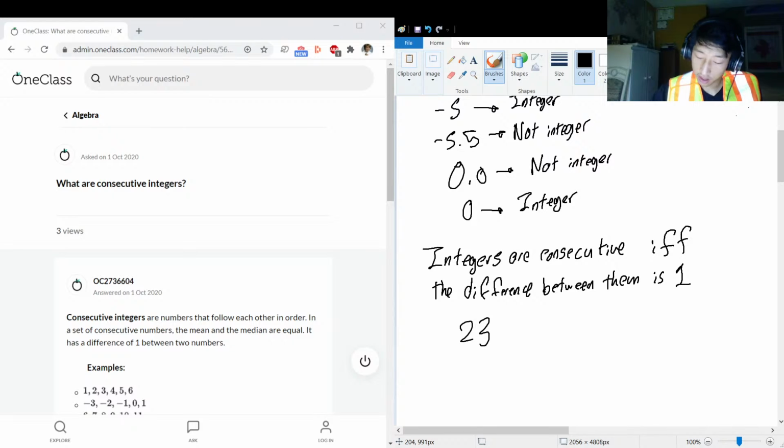So let's do some examples. 23, 24, consecutive, because the difference is 1. 22, 24, the difference between them is 2. That ain't 1, so not consecutive.